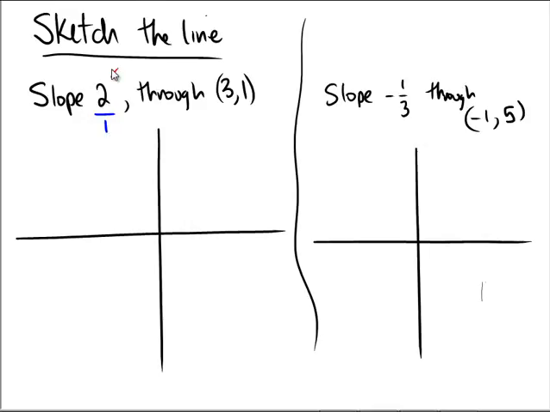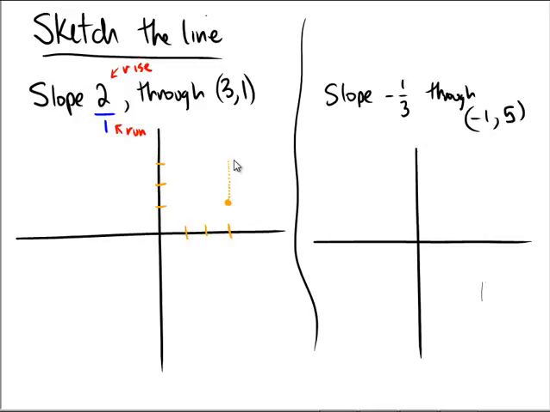Slope is rise over run, and you're actually told which point you're supposed to go through. You're supposed to go through 3, 1. So if I go to 3, 1, that would mean 3 to the right and 1 upward. So there's the point that's located at 3, 1, and then the slope tells you rise over run. From that point we're going to rise 2. I'm going to draw this dotted because it's not formally part of the graph.